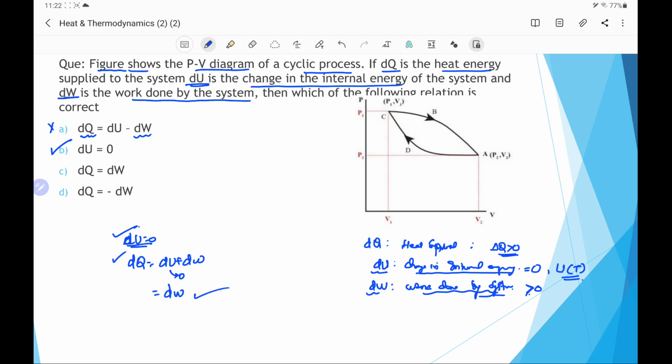And option C is also correct for this cyclic process because dq equal to dw, and this option D is incorrect for this cyclic process because dq is not the negative of dw but equal to dw. So we can say option B and C are the correct option.